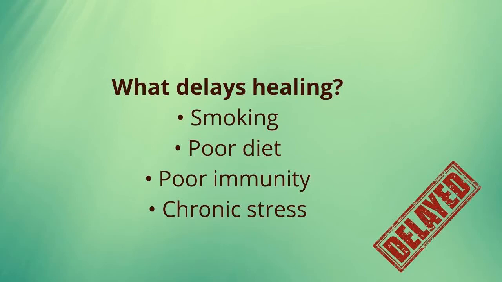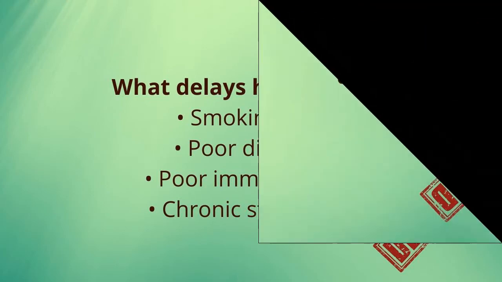Number 3 is poor immunity. So if you're suffering from systemic conditions and you're suffering from poor immunity, then this can delay healing. This is basically because your defense mechanism is compromised. Number 4 is chronic stress. Now, chronic stress can affect your immunity, which in turn affects healing.